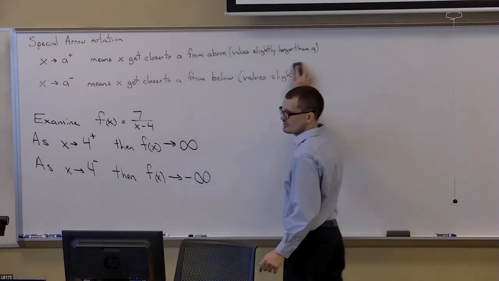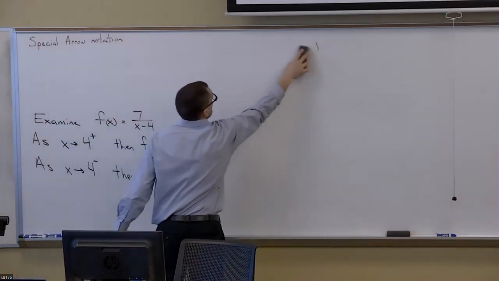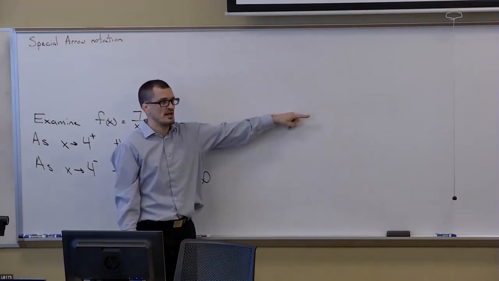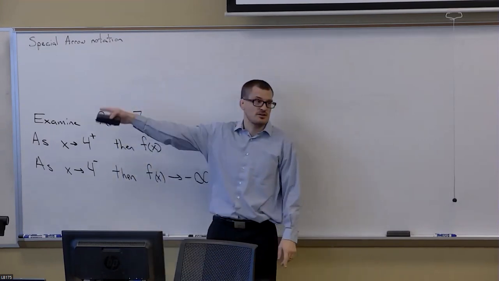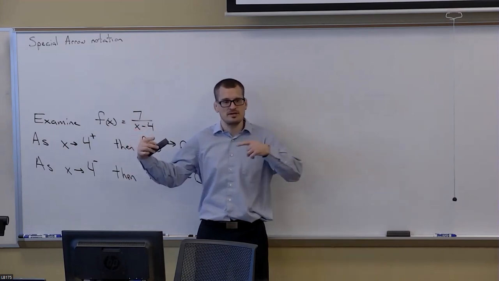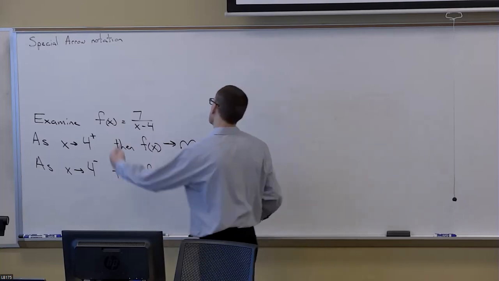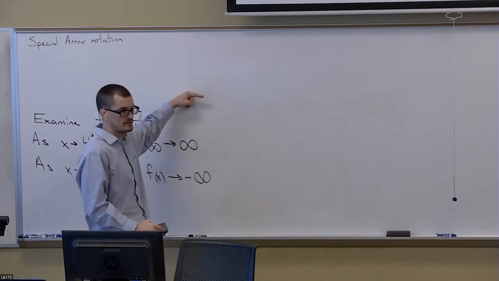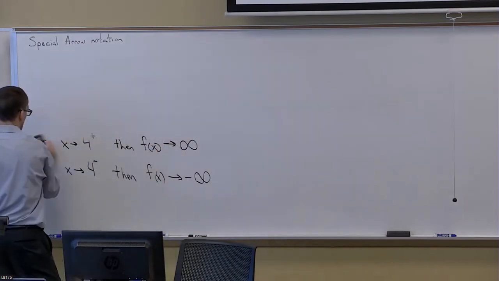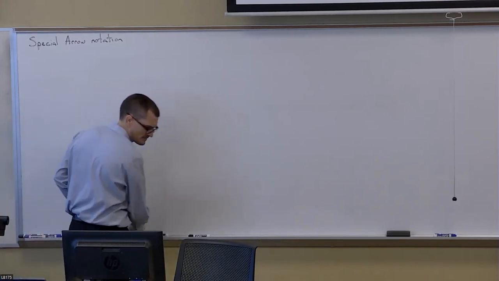So that's the special arrow notation with the plus minus. You don't need that for infinity because you can only go to infinity in one direction, right? And the same thing for negative infinity, you can only go in one direction. But for every other number, you can either come in from higher values towards it, or you can come in from lower values towards it. All right, so there you go.